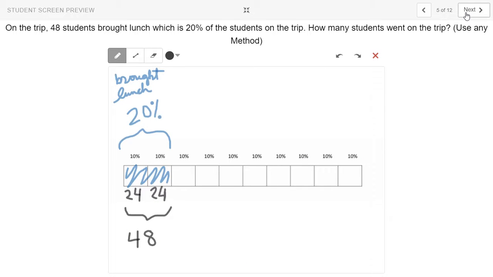On the trip, 48 students brought lunch, which is 20% of the students on the trip. How many students went on the trip? So the question's asking for the total students that went on the trip. So to figure this out, I shaded 20% and it says 48 students, which represents 20%, brought lunch. So this equals 48 students out of 2 boxes. So 48 divided by 2 is 24. That means that every 10% is 24. And then if you multiply 24 times 10, that means that there were a total of 240 students on the trip.